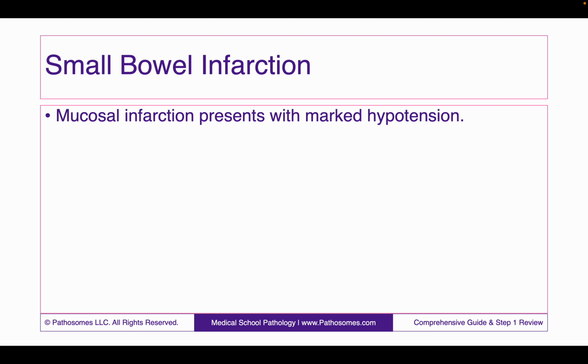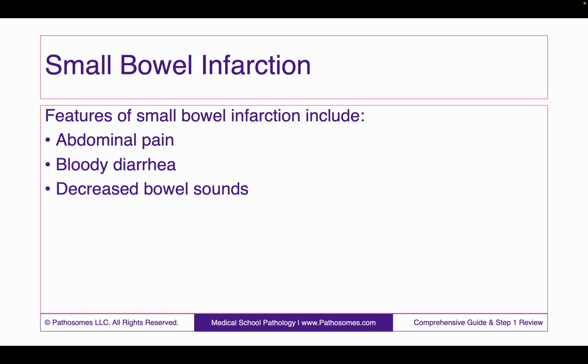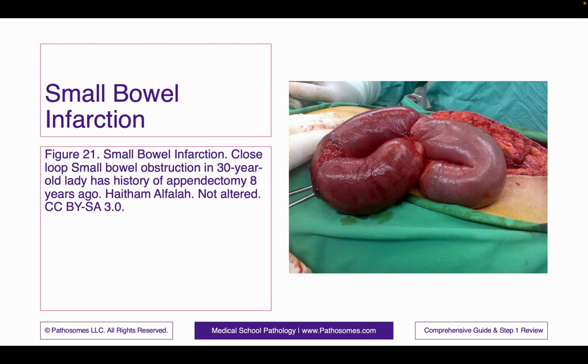Mucosal infarction presents with marked hypotension. Features of small bowel infarction include abdominal pain, bloody diarrhea, and decreased bowel sounds. Here we can see a closed loop small bowel obstruction from a patient that had a history of appendectomy 8 years prior. Now it's important to note, and I want to point this out.